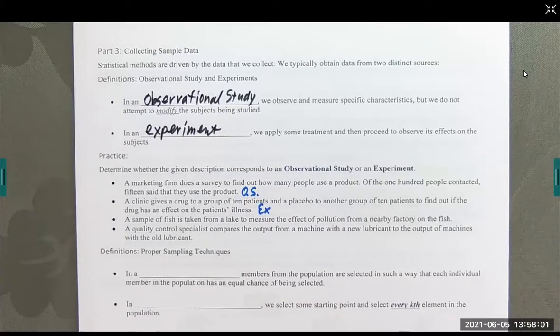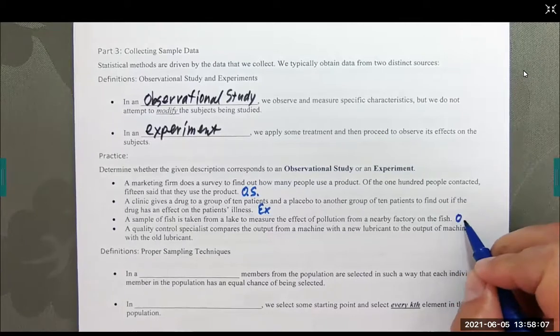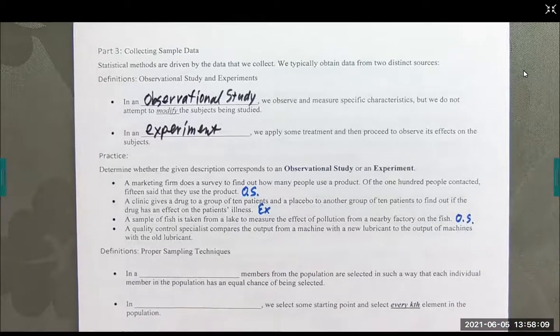A sample of fish is taken from a lake to measure the effect of pollution from a nearby factory on the fish. That is also an observational study. You might think that that's an experiment. An experiment would be if you went to a certain part and you gave a medicine, and then you collect them again and see if the medicine was helping with the pollution or not. That would be an experiment. But for now, they're just observing.